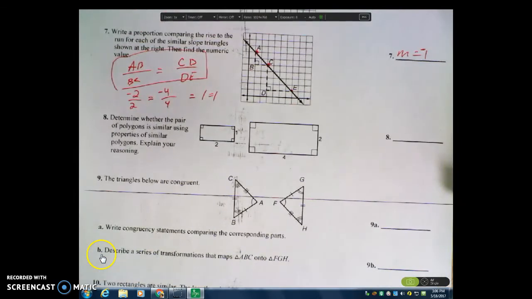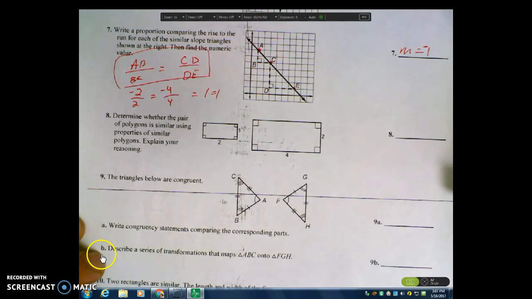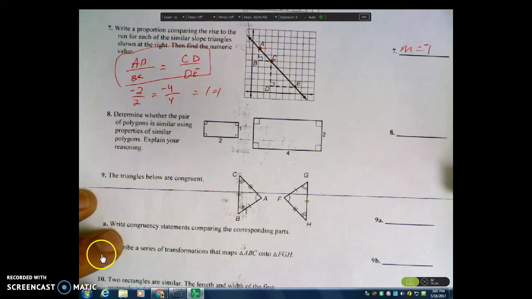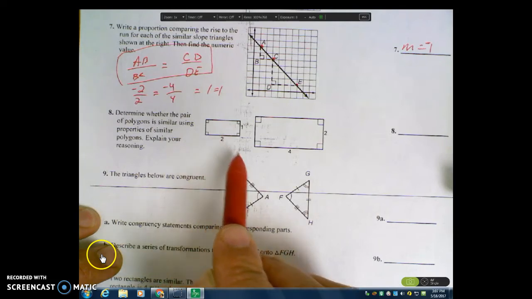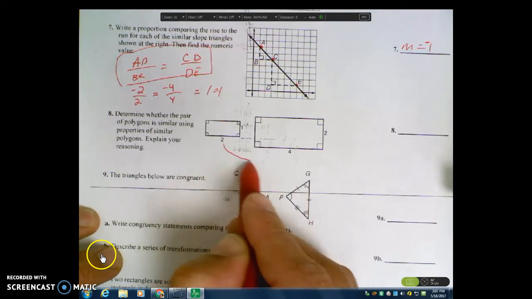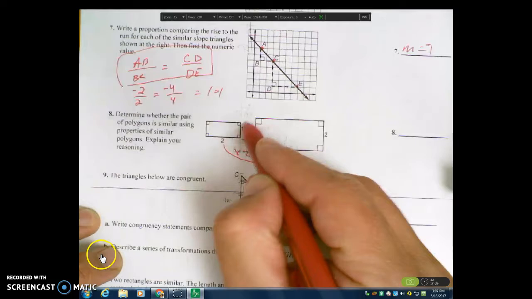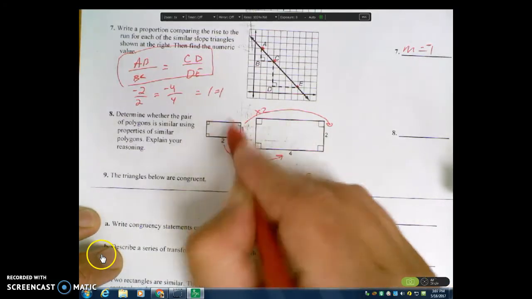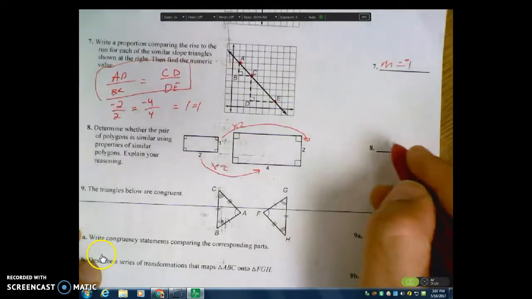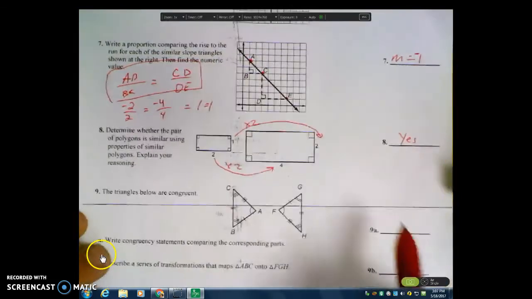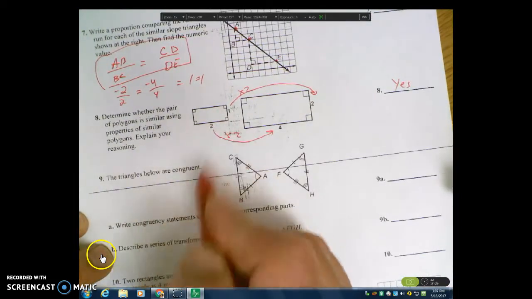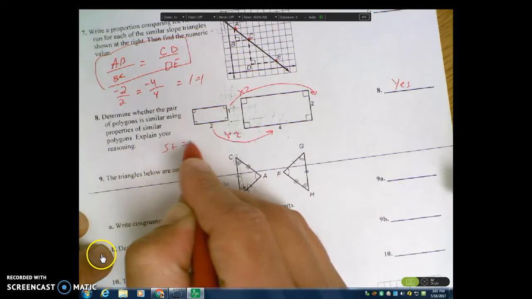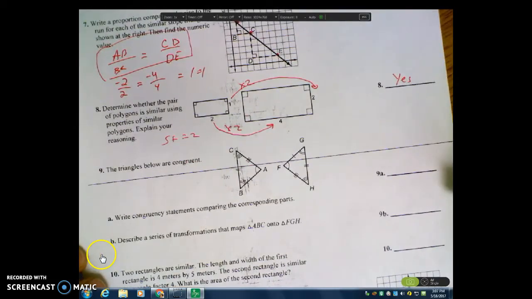All right. Number 8, determine whether the pair of polygons is similar using properties of similar polygons, explain your reasoning. So I am looking again for a dilation, all right? Am I multiplying the smaller by a number to get the larger? Okay, and so to get from 2 to 2 on the lengths, that's a times 2. To go from 1 to 2, that's a times 2. There's all 90-degree angles there, so yes, it is. And I can kind of show this as, if I went from this rectangle, it has a scale factor of 2. So they are similar.